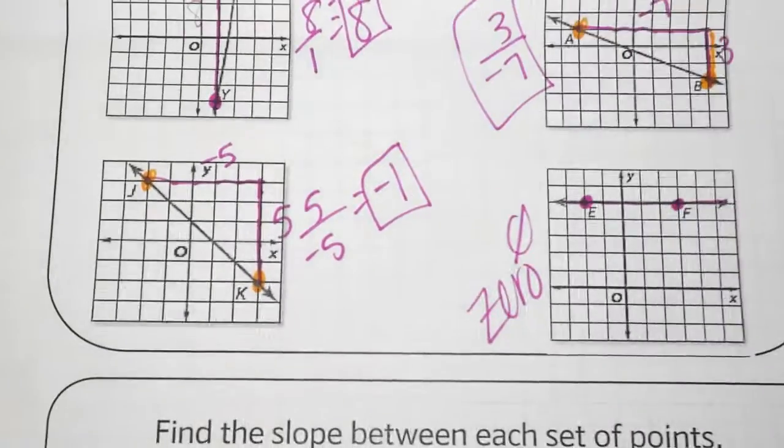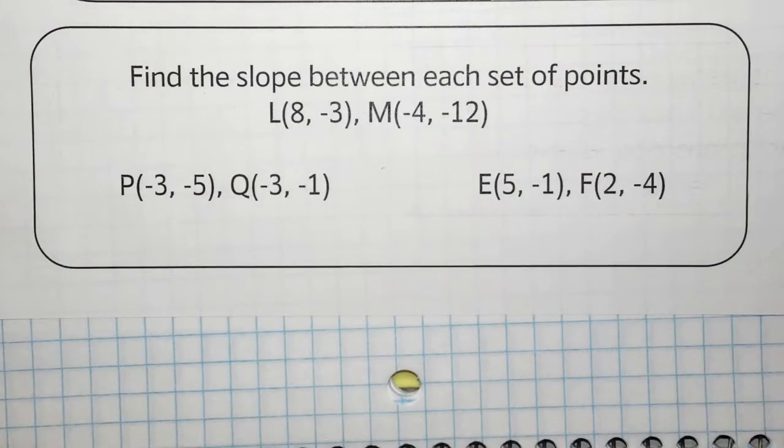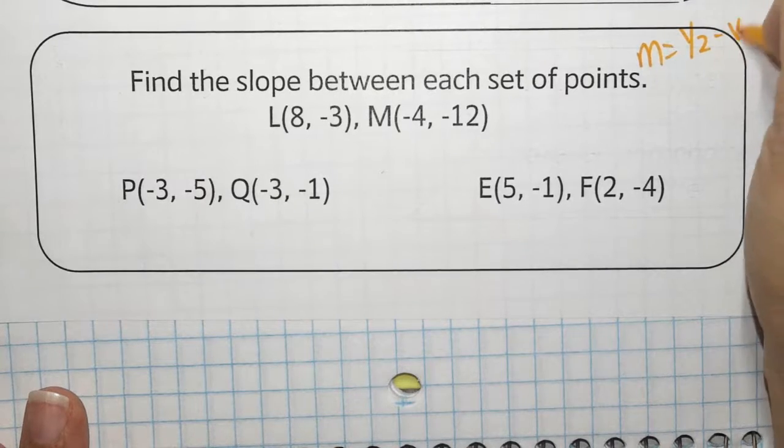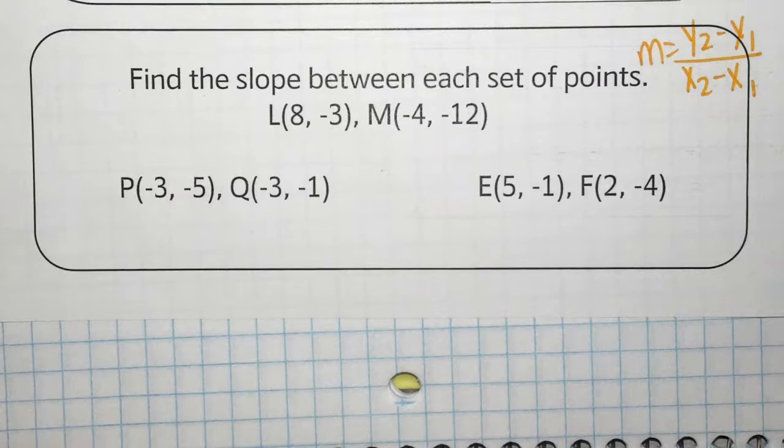Alright, are you ready? Now what we're going to do is we're going to find the slope between points. Now, you know that the slope formula is y2 minus y1 divided by x2 minus x1. This is going to be my favorite one.